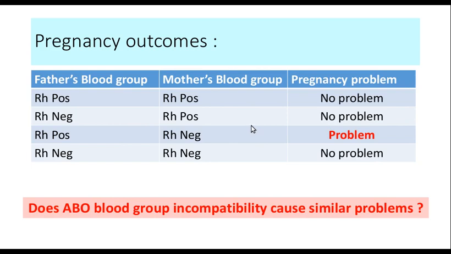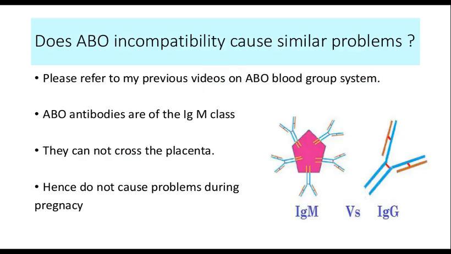Does ABO blood group incompatibility also cause similar problems? The answer is no. Why? Because the ABO antibodies are IgM class. IgM class of antibodies are big, 5 times the size of an IgG, and these cannot cross the placenta. So when you have an ABO incompatibility like the father A and the mother B, and the child is a different blood group, still the pregnancy will not be affected. Why? Because the class of the antibodies is IgM.